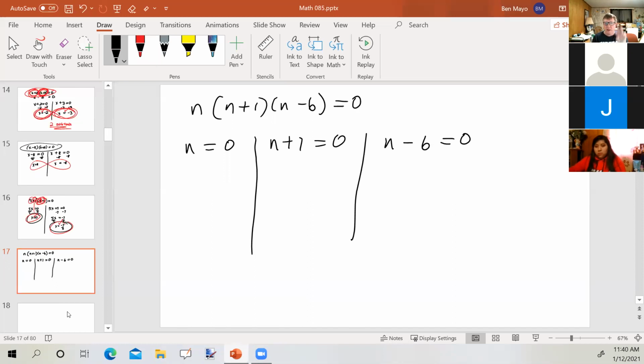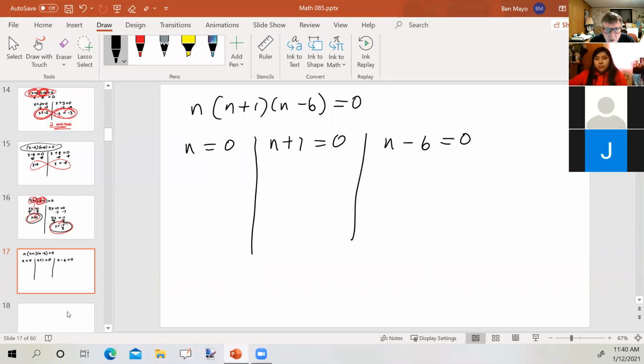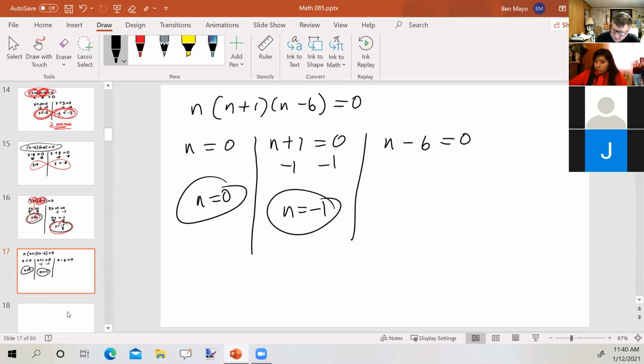Any question about how I got three different equations? No. Okay. All right, if n = 0, well, n = 0. If n + 1 = 0, subtracting 1 from both sides, we get n = -1. If n - 6 = 0, adding 6 to both sides, we get n = 6. So we get three solutions to this equation because there were three factors that contained the variable n.